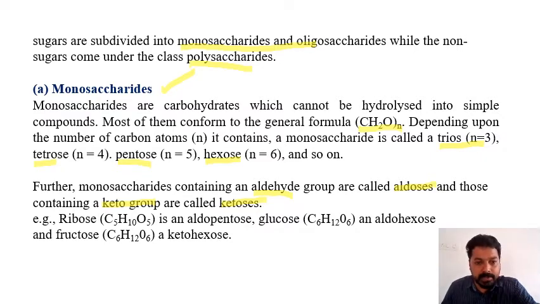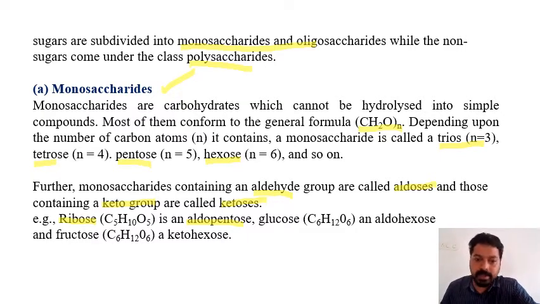So, for example, this ribose. Ribose has carbon 5, so it is a pentose. And it does have an aldehydic functional group. So it is called aldopentose. So ribose is an example of an aldose.